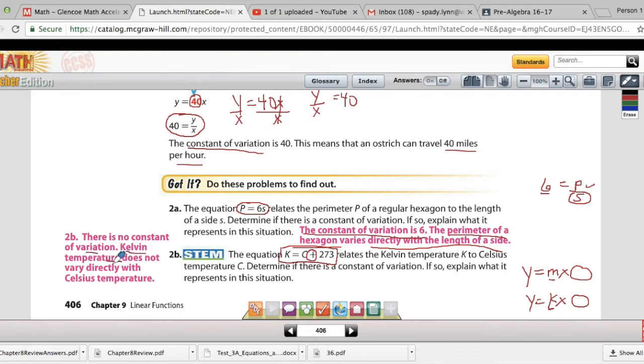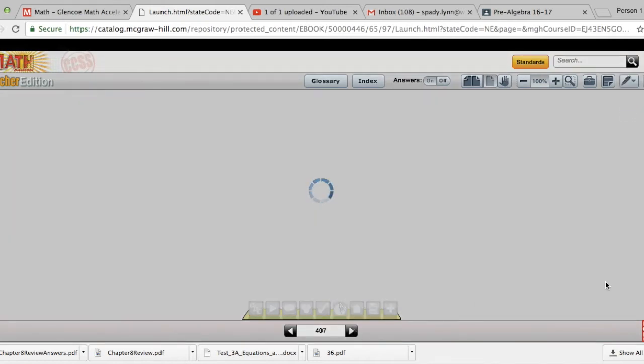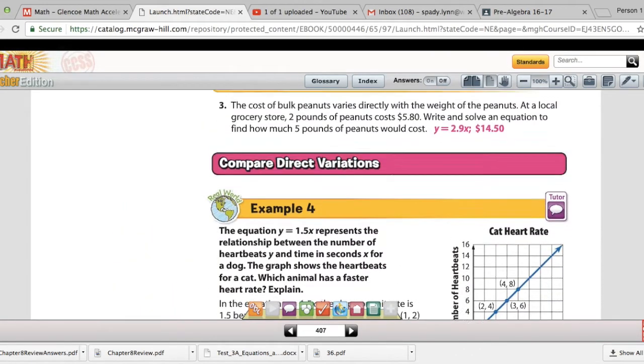Kelvin temperature does not vary directly with Celsius. If I plugged in 0 for Celsius, K equals 0 plus 273, we see that (0, 0) is not a solution, which means that it's not a direct variation, and there's not a constant of variation there. So a couple things to keep in mind: it's going to look different in different situations, and you need to be aware of that.